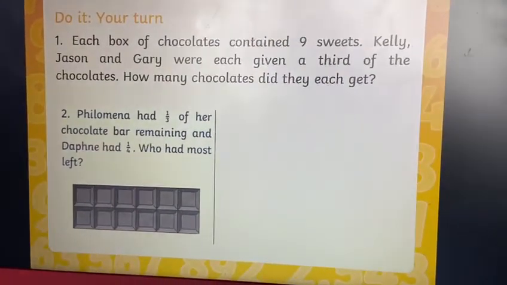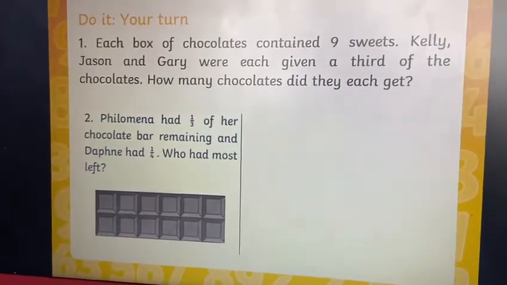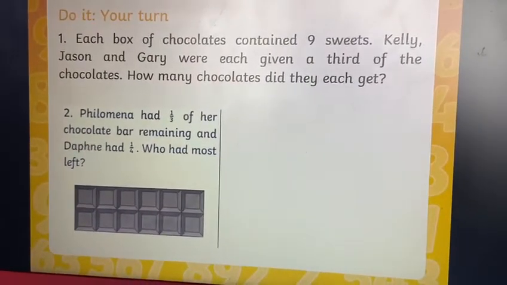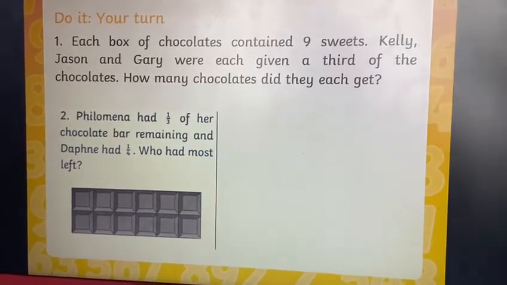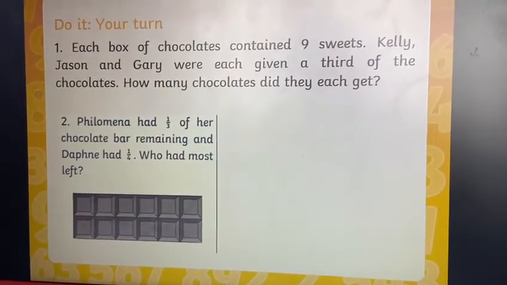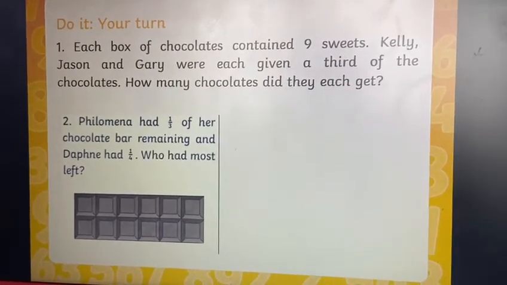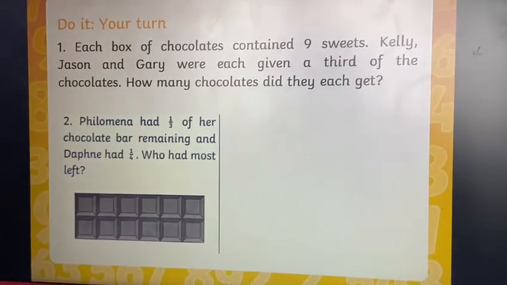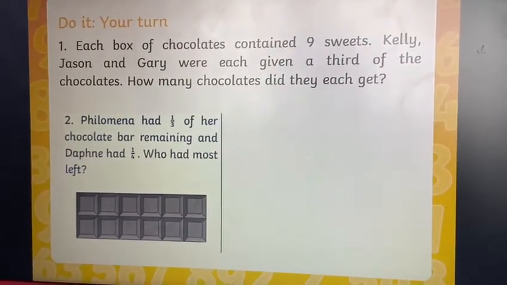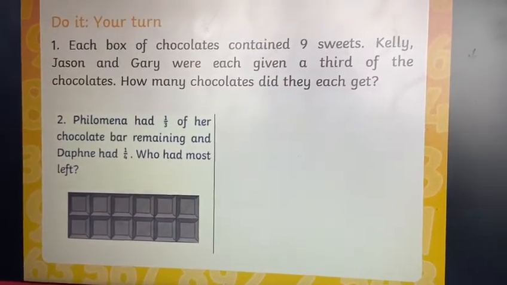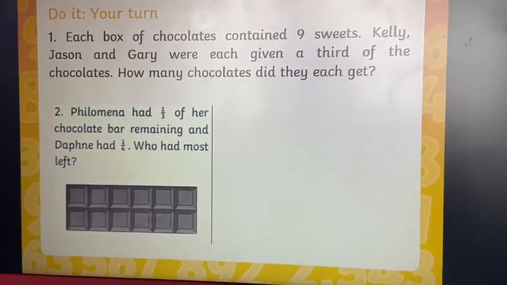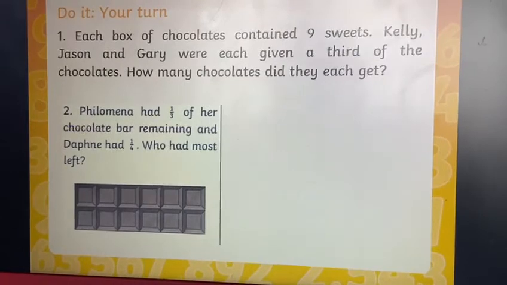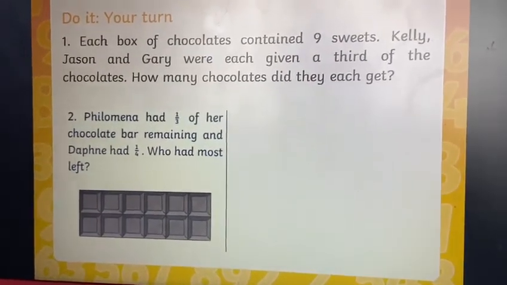Okay, so it's your turn now. We've got 2 questions here. So read them carefully. I'll read them out to you. Each box of chocolates contained 9 sweets. Kelly, Jason and Gary were each given 1/3 of the chocolates. How many chocolates did they get? So each box of chocolates contains 9 sweets, meaning chocolate sweets. So there's 9 chocolates there. You've got Kelly, Jason and Gary, so that's 3 people and they're given a third. So you'll work out how many each of those people have. So really it's a division calculation you need to use there.